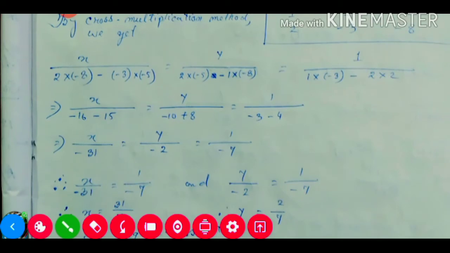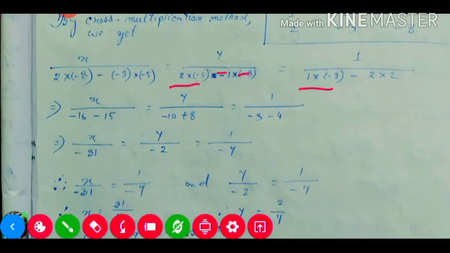So minus 8 into 2 will be minus 16, and here you will see minus minus minus, three minuses are there. So minus minus plus, and plus minus will be minus, and 3 into 5 is 15. This one, minus 5 into 2, will be minus 10, and here minus, here also minus, so minus minus will be plus, 8 into 1 is 8.